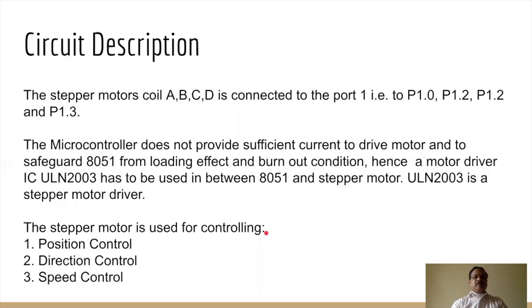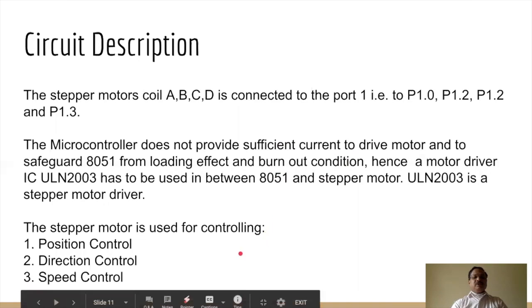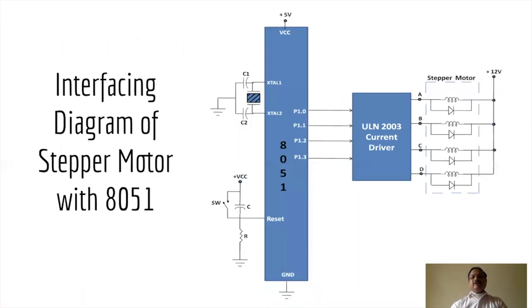Mainly the stepper motor is used for position control, direction control and speed control. You can rotate in clockwise, anti-clockwise direction, with acceleration and with retardation. That means you can control the speed also.